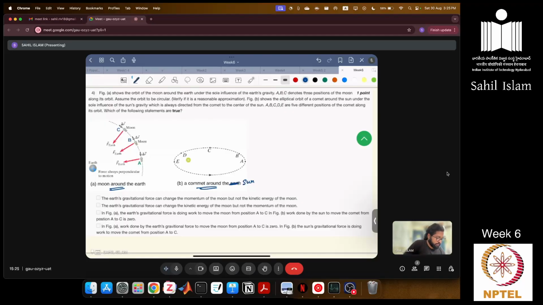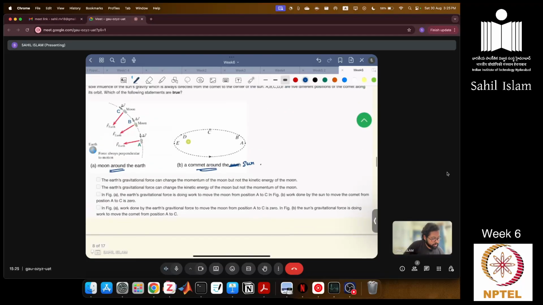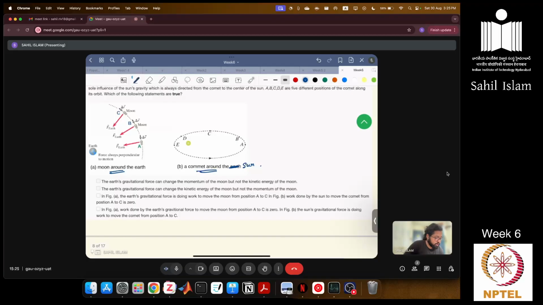A, B, C, D, E are 5 different positions of the comet along the orbit. Which of the following statements are true? So the Earth's gravitational force can change the momentum of the moon, but not the kinetic energy of the moon. Is it true? So Earth's gravitational force can change the momentum of the moon.